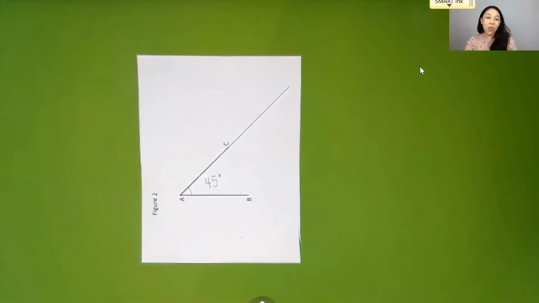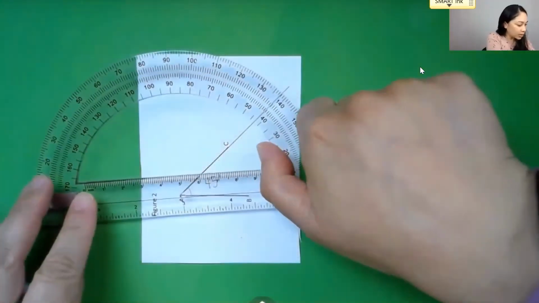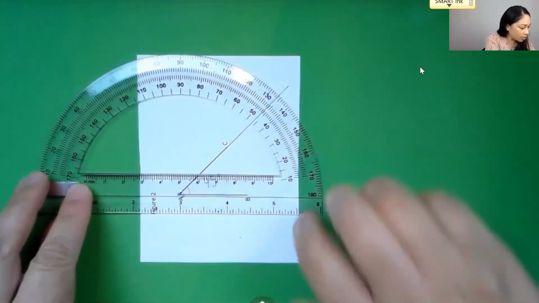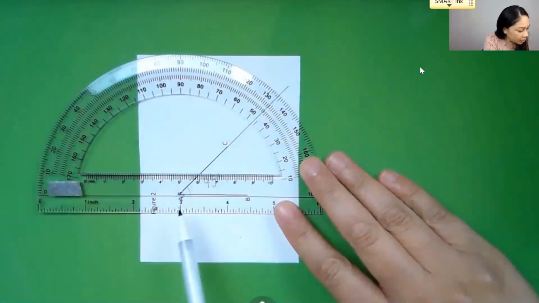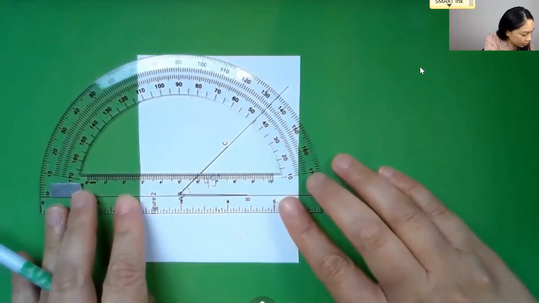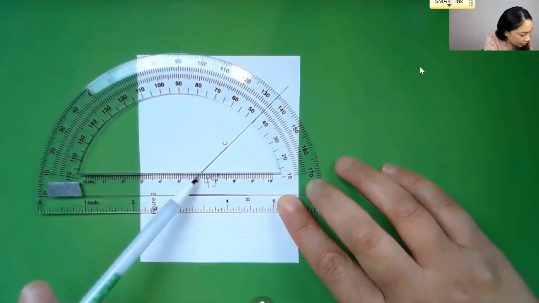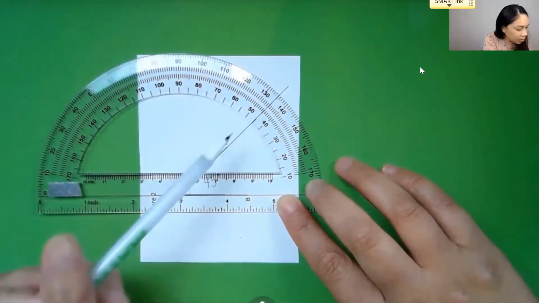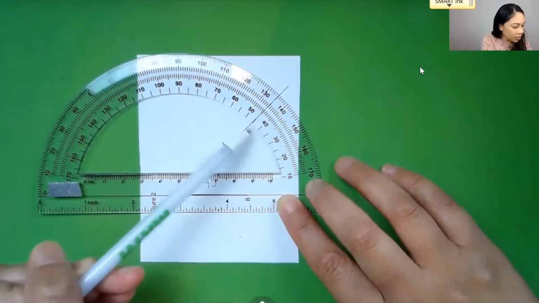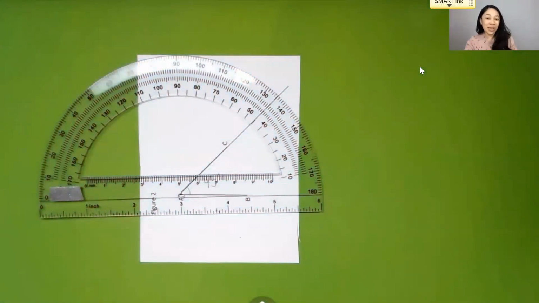Let's now measure with our 180-degree protractor together. Again, you want to take the center hole of the protractor and place it into the vertex of the angle. I'm also going to align line AB with the protractor's base. And then I'll see where AC falls in the protractor, and you see it falls right between 40 degrees and 50 degrees. It is indeed a 45-degree angle.